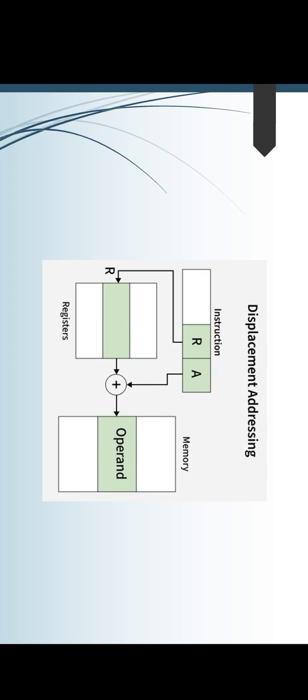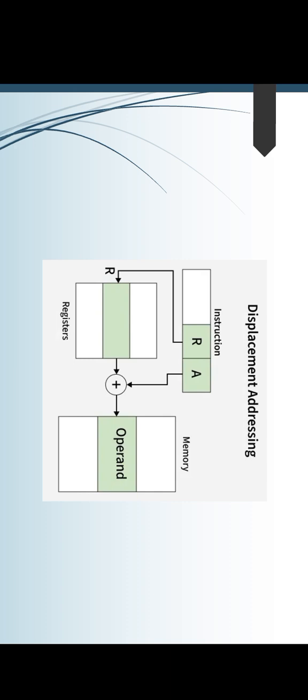Displacement addressing is an addressing mode where the effective address is calculated by adding a register value, that is a base address, and a fixed offset. Effective address equals register plus displacement. For example, move R1, 20(R2). If R2 has the base address 1000, and 20 is the displacement or offset, then the effective address is 1000 plus 20, totaling 1020. So the CPU gets the data from memory location 1020 and puts it in R1.